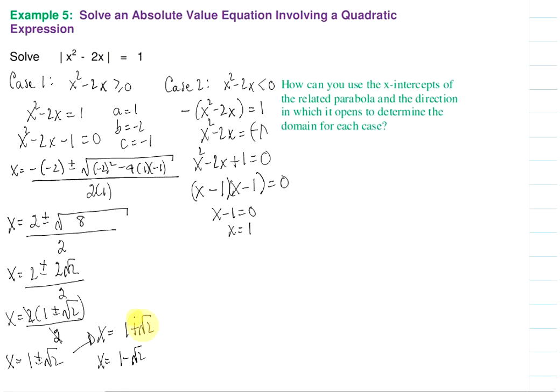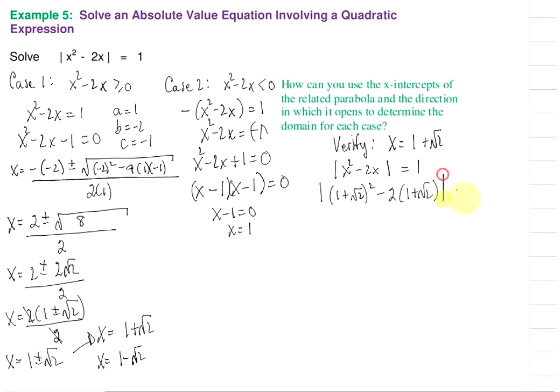Okay, so now we're going to verify. So we will do that over here. We will start by verifying where x is equal to 1 plus the square root of 2. Remember to plug it into the original equation. So we're going to have 1 plus the square root of 2 squared minus 2 times 1 plus the square root of 2, and that's equal to 1. Okay, when we FOIL 1 plus the root of 2, we are going to get 1 plus 2 root 2 plus 2, and then we're going to distribute the negative 2 over 1 plus root 2, so we get negative 2 minus 2 root 2, and that's equal to 1.